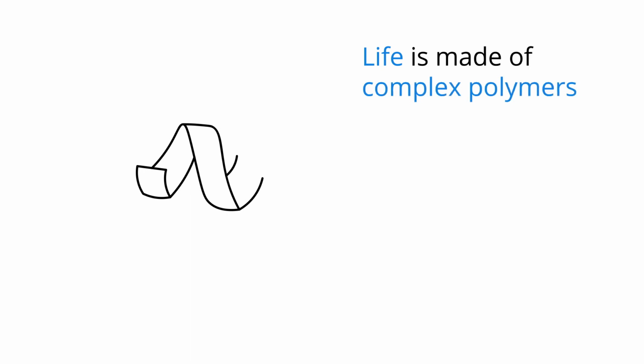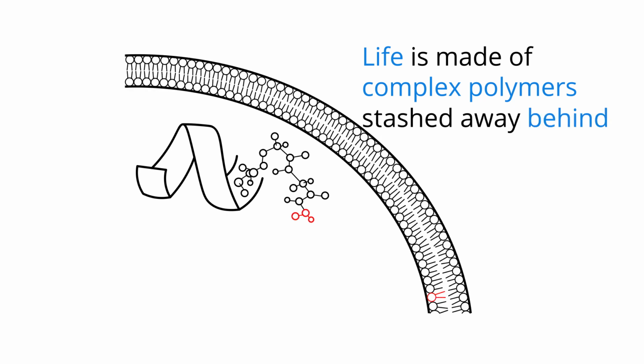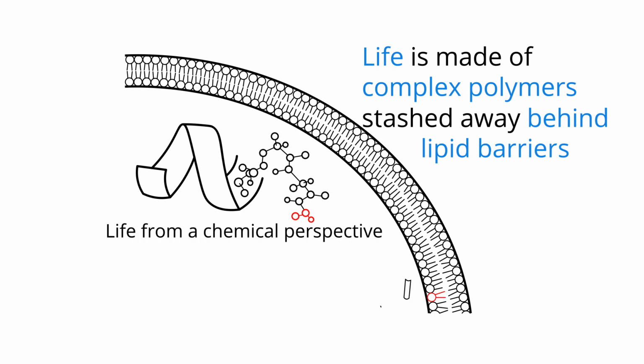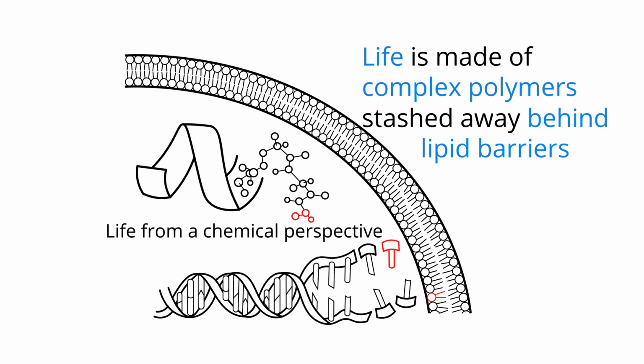Life, even the simplest forms of life, is made up of complex proteins, which are long and complicated chains of amino acids stashed away in a barrier of lipids from the outside world. When we talk about the origin of life, at least from a chemical perspective, we are really discussing how we go from simple molecules like this to complex proteins, nucleic acids, and cell structures like this.